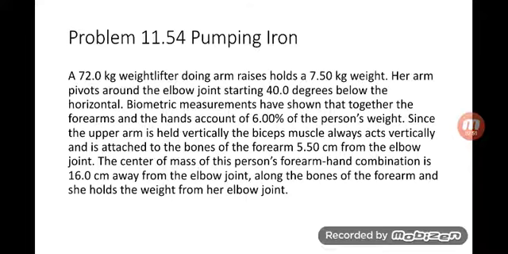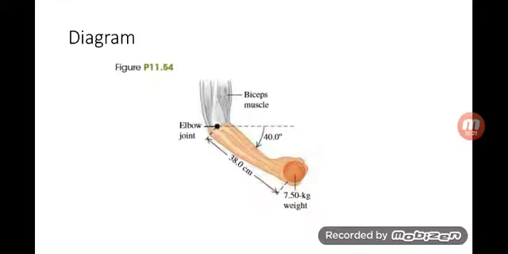Since the upper arm is held vertically, the biceps muscle always acts vertically and is attached to the bones of the forearm, 5.50 centimeters from the elbow joint. The center of mass of this person's forearm-hand combination is 16.0 centimeters away from the elbow joint, along the bones of the forearm, and she holds the weight 38.0 centimeters from her elbow joint. So, let's first find out the given.